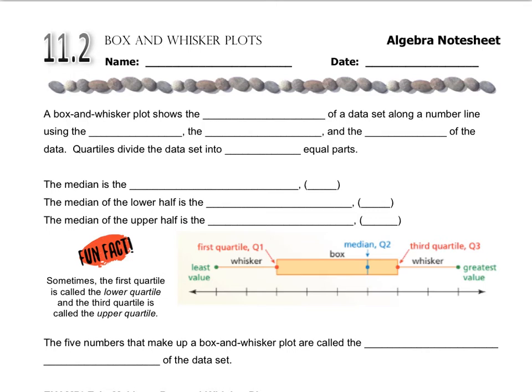Another way that you can look at the spread of a data set is by creating something called a box and whisker plot. It shows the variability of a data set on a number line. And we use 5 points to create the box and whisker plot. We use the greatest number. We use the least number.